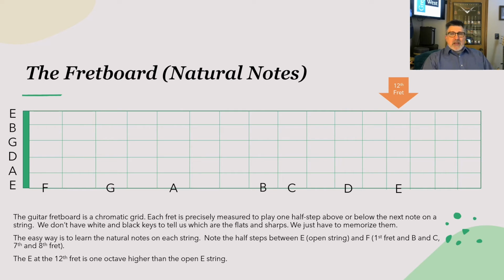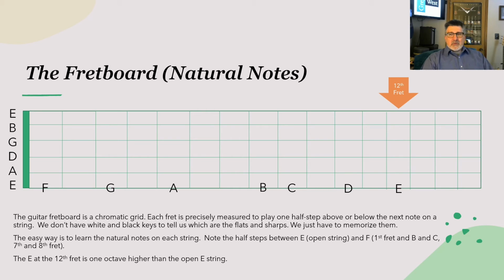So that low E string, it's tuned to an E with no fingers holding down any notes anywhere on the fretboard. If you just play that open E string, that gives you a low E. Now the guitar is a chromatic grid. That's important to remember. We said chromatic motion means you're moving in half steps. So each fret on the guitar is precisely measured to play 1 half step above the note below it.